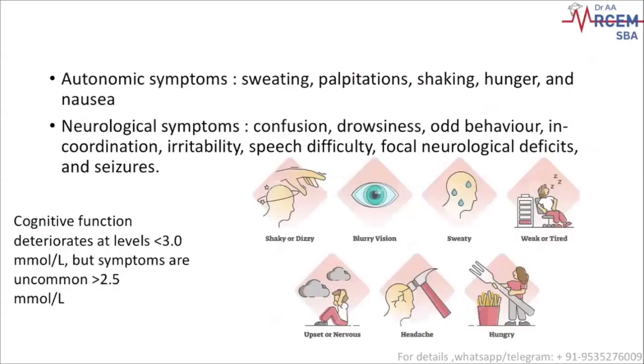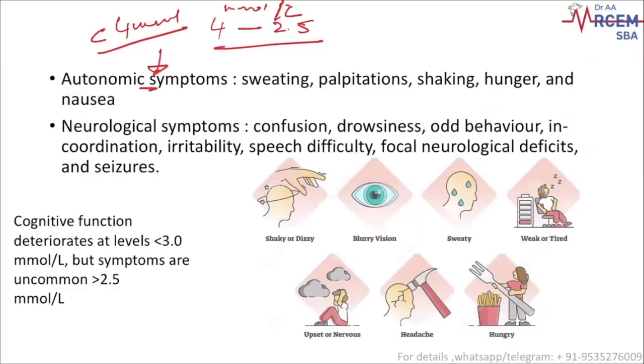So how do they present? They usually present with autonomic symptoms. These symptoms are seen when the glucose levels are between 4 and 2.5 millimoles. Anyone who is having less than 4 millimoles, we consider them hypoglycemic. Between 4 and 2.5 millimoles, we see autonomic symptoms. Like this patient might be having some amount of dizziness, blurring of vision, sweating, tiredness. They feel quite hungry and they feel a little bit nervous. There is some amount of headache, some shaking, some palpitation. These are all autonomic symptoms.